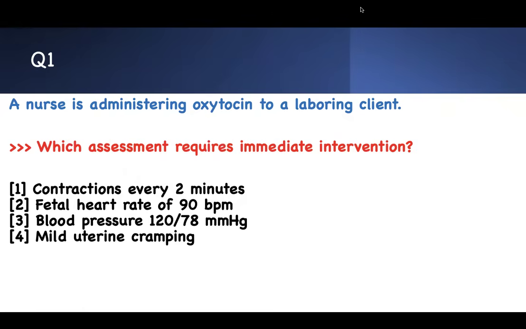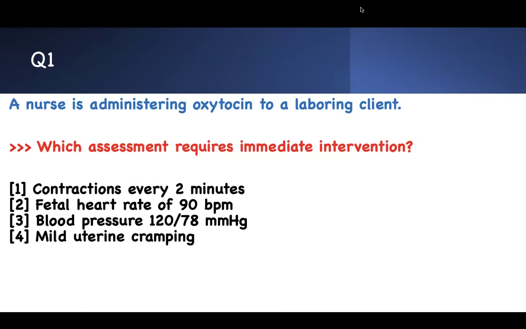Contraction every 2 minutes. What do you think? Fetal heart rate of 90. Blood pressure of 120/78. Mild uterine cramping. Stop the video. You can put down your answer, explain yourself, but learn from this. Stop it and then answer yourself, and then see how I'm going to approach it.